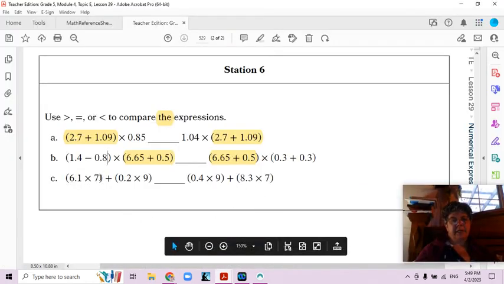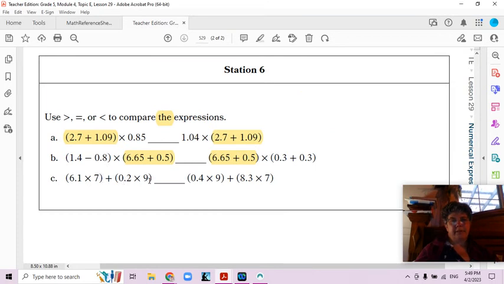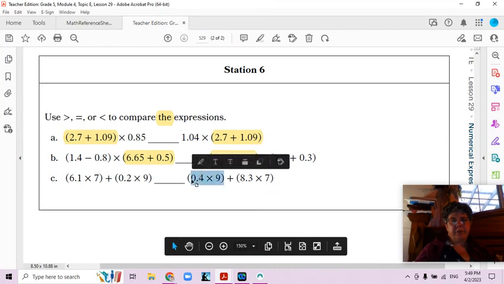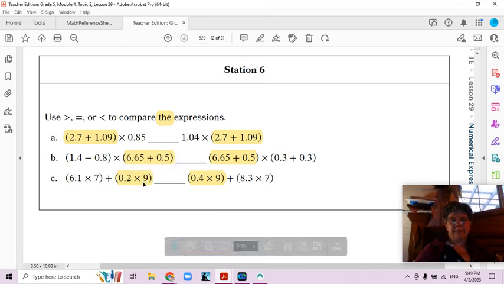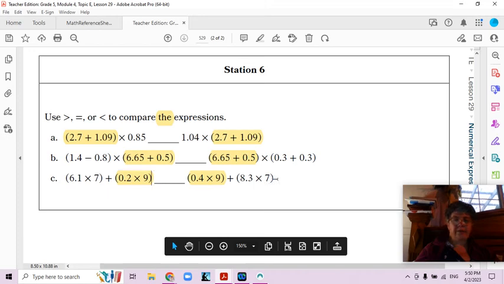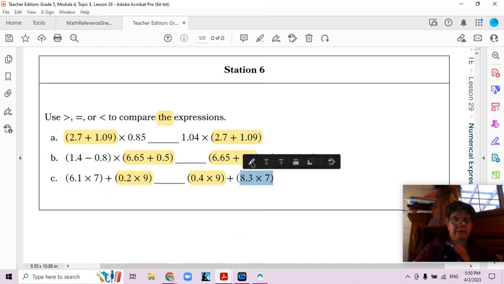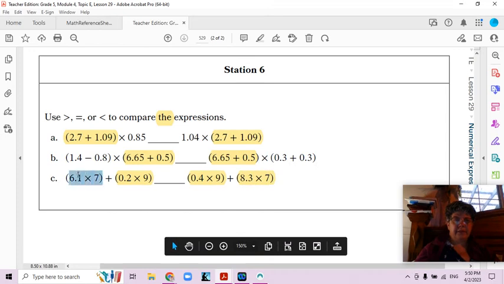Okay, part C, 6 and 1/10 times 7, and 2/10 times 9. 4/10 times 9, and 8 and 3/10 times 7. Okay, so 4/10 times 9 is comparing to 2/10 times 9. They're not the same, but you can see this one is a little bit bigger, right? And here we have 8 and 3/10 times 7. And here we have 6 and 1/10 times 7. So this one is going to be, let's see.